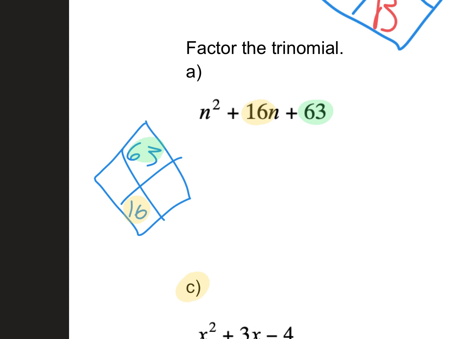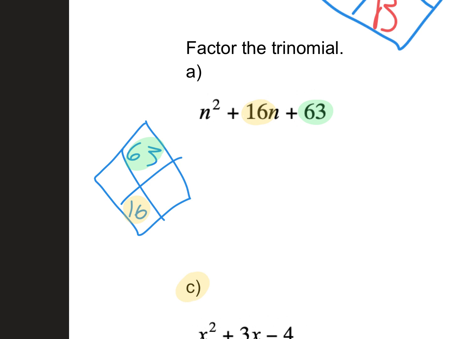That is my c value. So whatever two numbers I choose, they have to add together to get me 16, but they need to multiply together to get me 63. So we need to figure out what those two numbers are going to be. Well, if they multiply to 63, they need to be factors of 63.